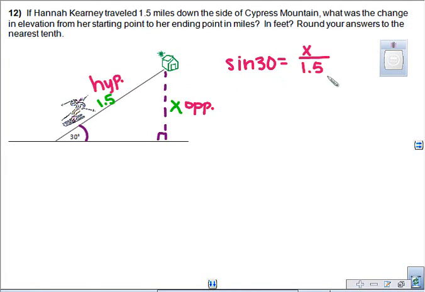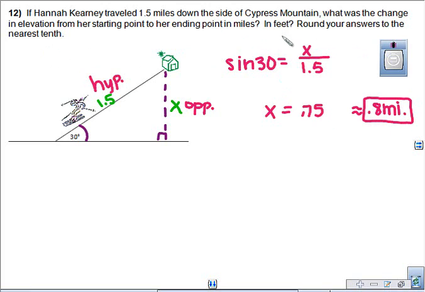Okay, I multiply the 1.5 over, and I get that length is approximately 0.75. But they ask you to round your answers to the nearest tenth, actually. So approximately 0.8 miles.